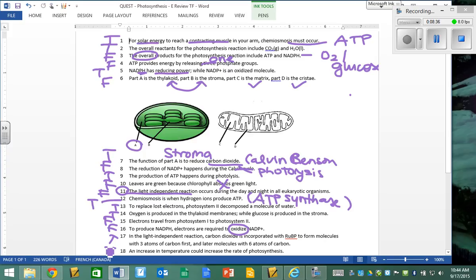18 is true. An increase in temperature could increase the rate of photosynthesis. And I'll just add, but only to a maximum point. Remember, once it gets too hot, enzymes are denatured, and the rate of photosynthesis drops right off.